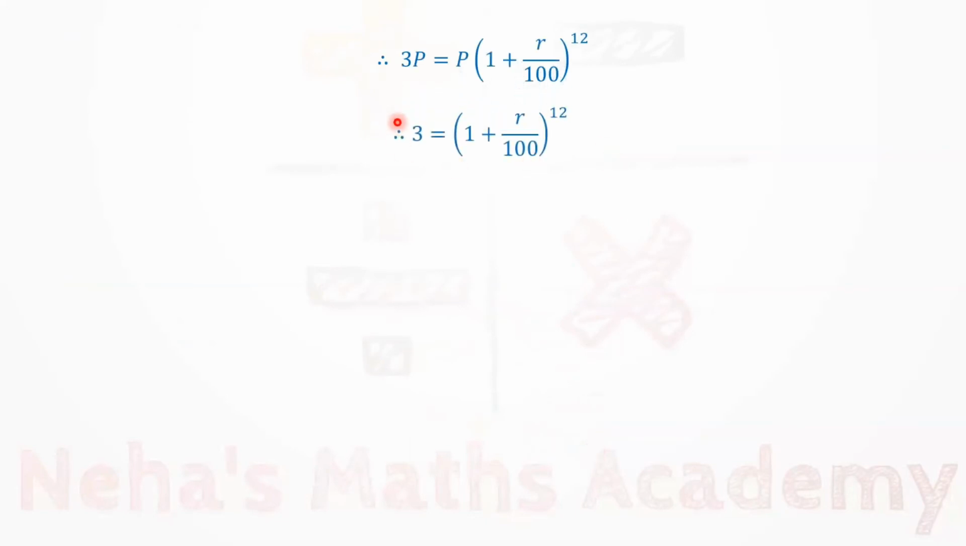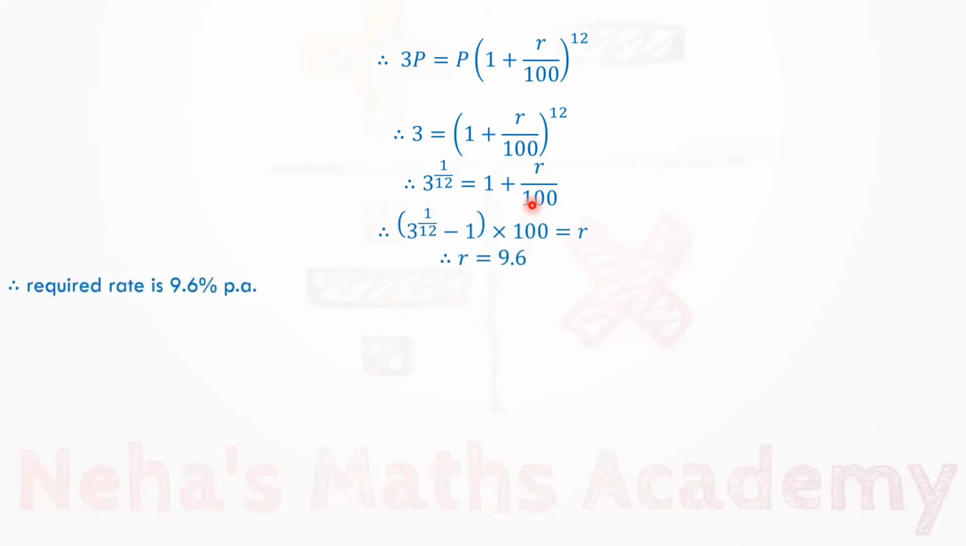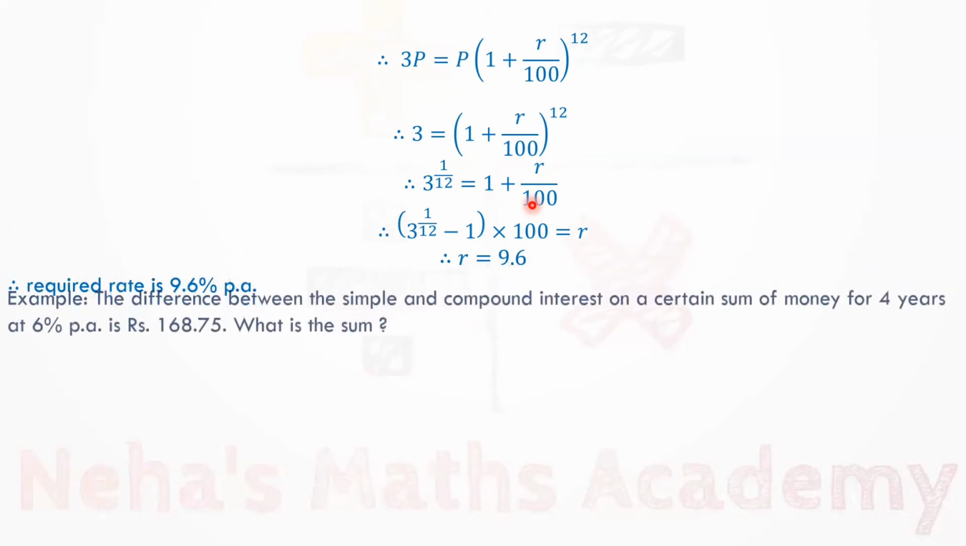Now, P will get cancelled. The equation will reduce to 3 is equal to (1 plus R upon 100) raised to 12. Now, by taking the 12th root on both sides, we will get 3 raised to 1 by 12 is equal to 1 plus R upon 100. Now, solve this equation for R. We will get R is equal to 9.6. Therefore, the required rate of interest is 9.6% per annum.